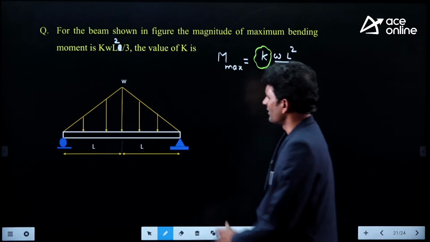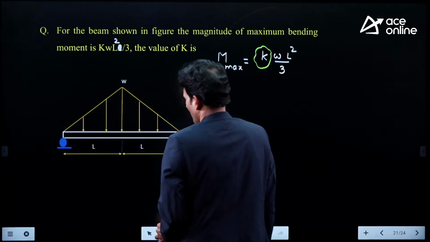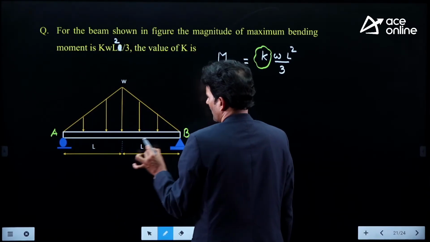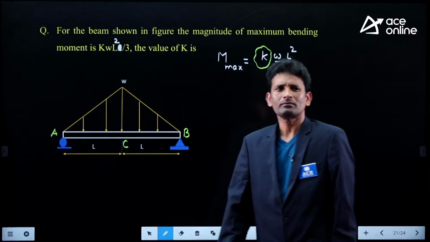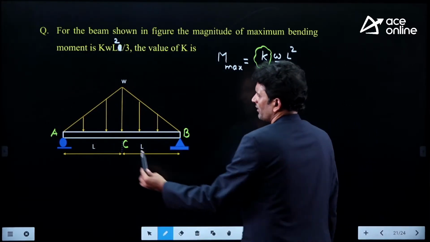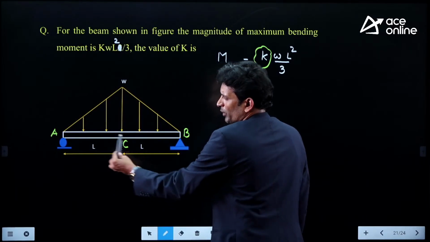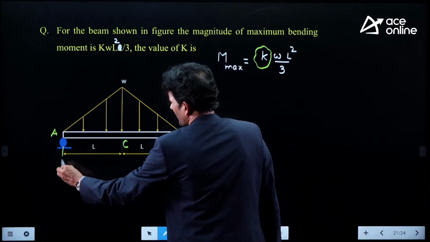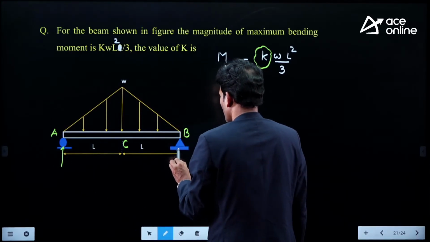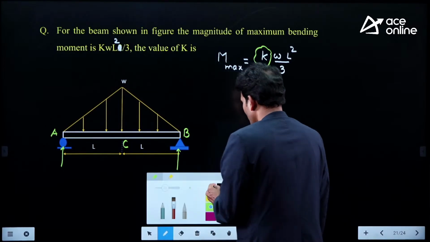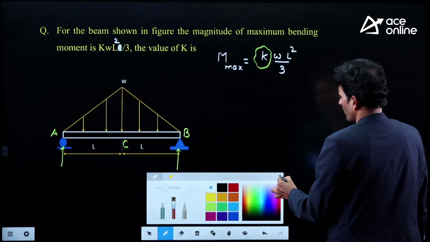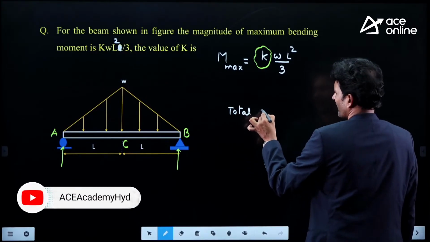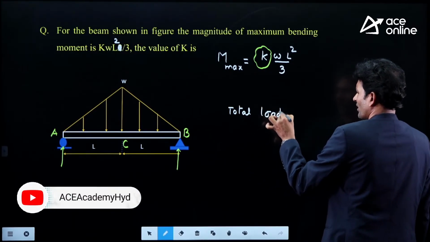Let us try this one. This is a simply supported beam. Let us mark the points as A, B and C. Look here: the load is symmetrically placed over the beam. To get the support reactions, I am using the symmetry principle. Now, what is the total load acting on the beam?